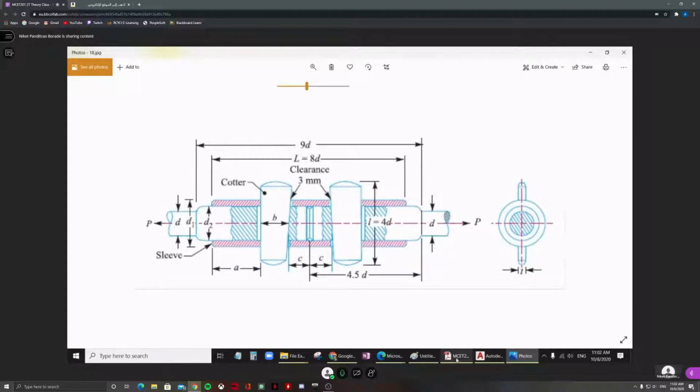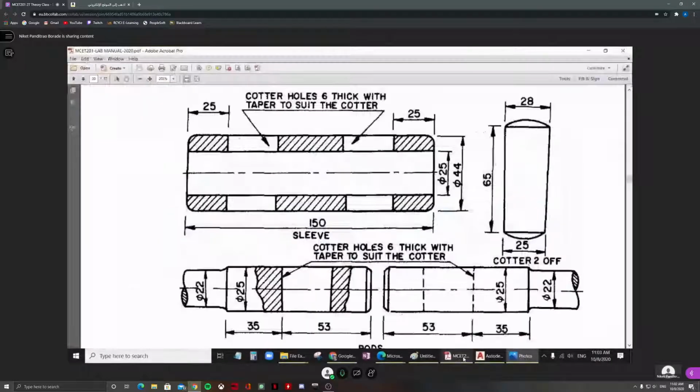So when you draw it, the question says you have to use scale 1:1. What is the meaning of the scale 1:1? Use the instruments. Like if the diameter is 25, it should be 25. Looking at 25, when I measure it, it should be 25. If the diameter is 30, follow the dimensions given here in the drawing. If this is 44, it should be 44.